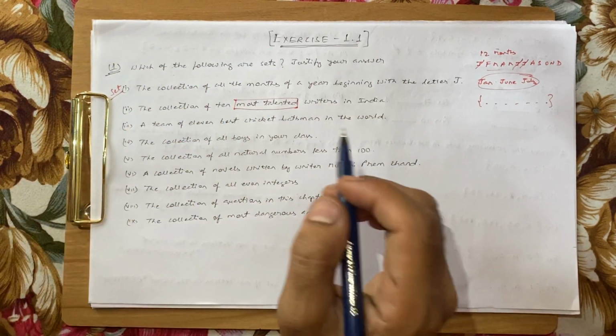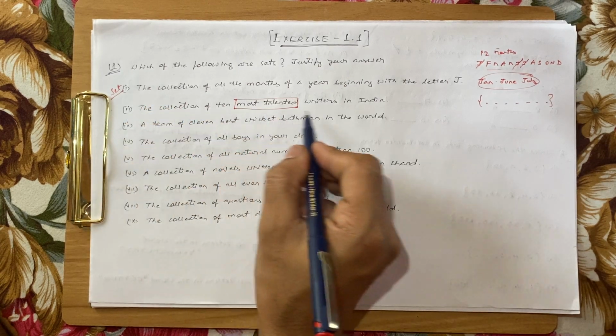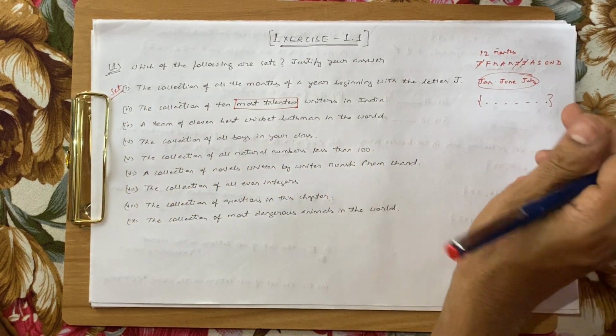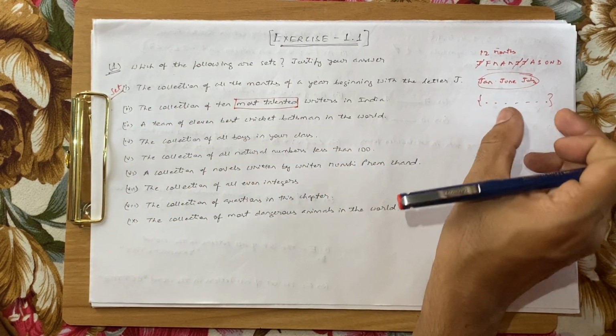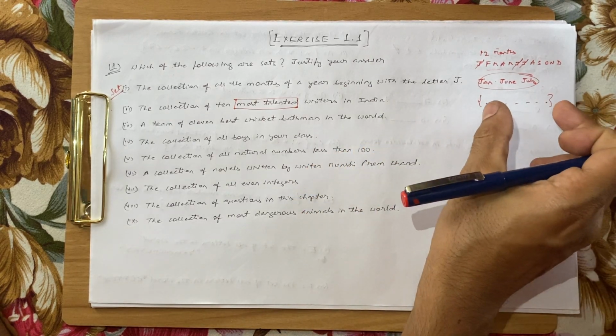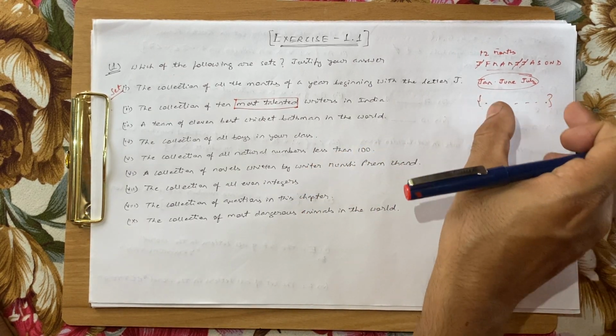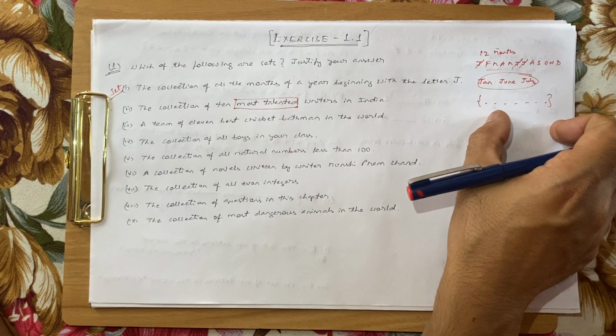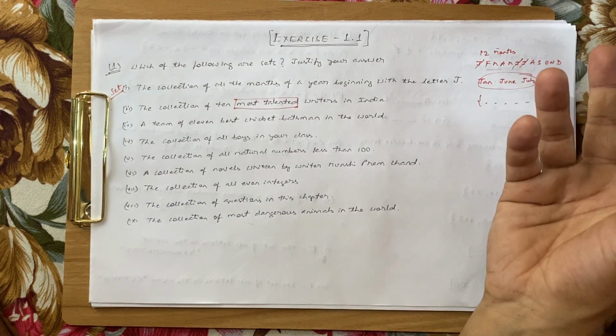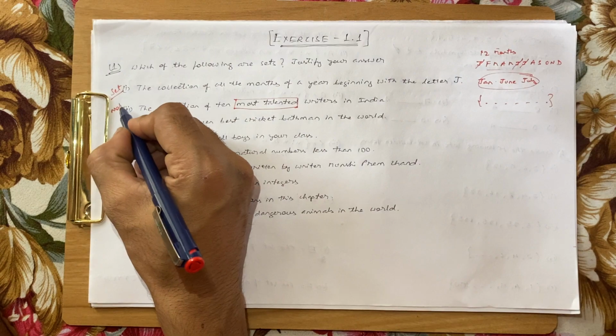So whatever set of writers you form, 10 names of writers, that will not be a set, because the 10 names that you form and the 10 names that I form may not match. The 10 names your friend forms may not match. Okay, so this is not a set.